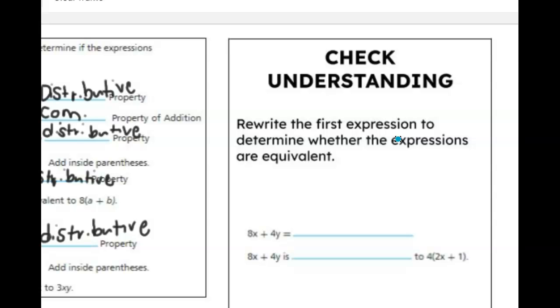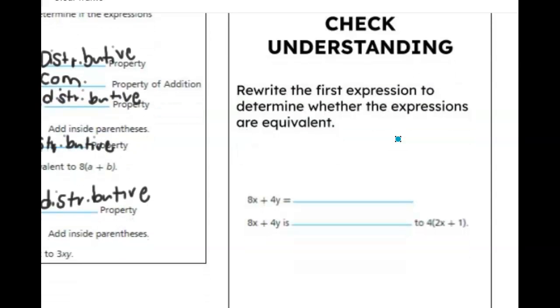Okay, check understanding. If you want to do this in your books on page 263, or bear with me right here. Rewrite the first expression to determine whether the expressions are equivalent. So in this case, we have different letters, but since I can take the highest number that can go into both of those, that is 4. 4 times 2 is 8. 4 times 1 is y, so that's what I get there. This does not equal this.